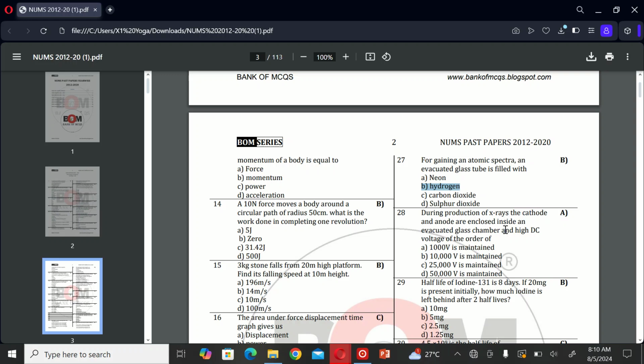The next MCQ is: during production of X-ray, the cathode and anode are enclosed inside an evacuated glass chamber and a high DC voltage of the order of A 1000 volts is maintained, B 10,000 volts is maintained, C 25,000 volts is maintained, and D 50,000 volts is maintained. So the correct option is A, 1000 volts is maintained.